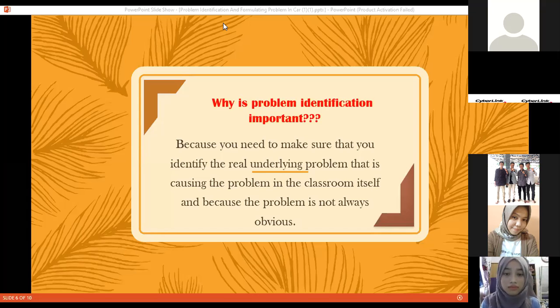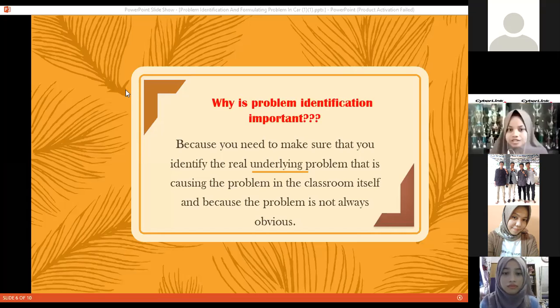Why is problem identification important? Because you need to make sure that you identify the real underlying problems that are causing the problem in the classroom itself, and because the problem is not always obvious.